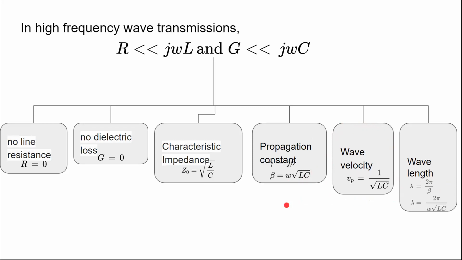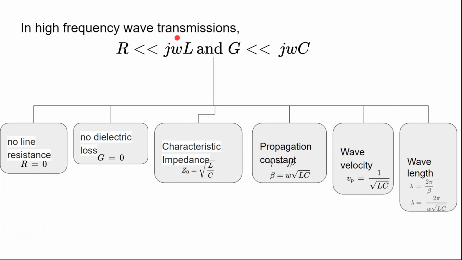So as I said before, when the wave is propagating at high frequency, the series resistance value is negligible compared to the inductance that is generated in the transmission line. Also, the conductance value is negligible compared to the capacitance that is generated across the two conductors in the transmission line. So in high frequency wave transmissions, we can consider this assumption, right? When R is negligible compared to j omega L, and when G is negligible compared to j omega C, we take the same assumptions as before, that R is equal to 0 and G is equal to 0, and so on, right?